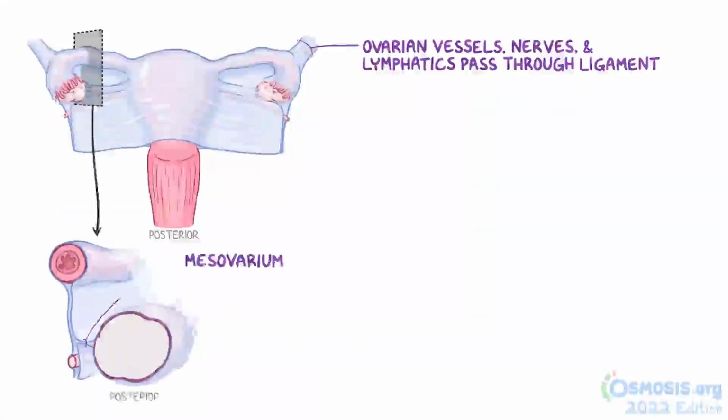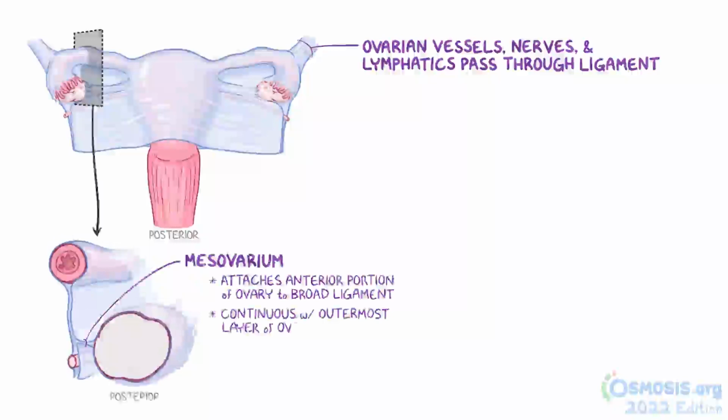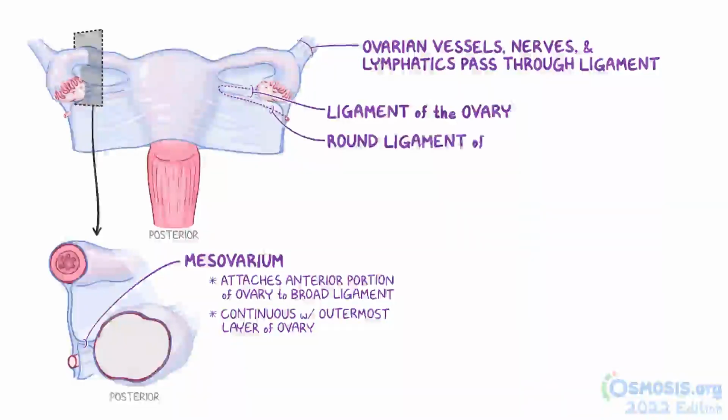Now, the mesovarium does not necessarily cover the ovary. It attaches the anterior portion of the ovary to the broad ligament and is continuous with the outermost layer of the ovary. Medially, between the two layers of the mesovarium, there's a fibrous band called the ligament of the ovary, which travels to the uterus, then continues as the round ligament of the uterus.